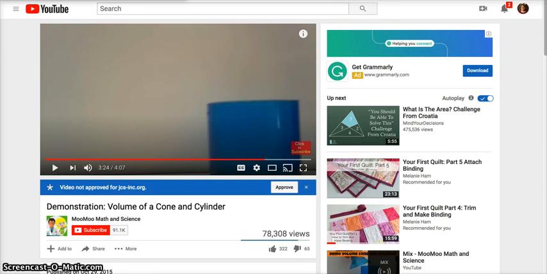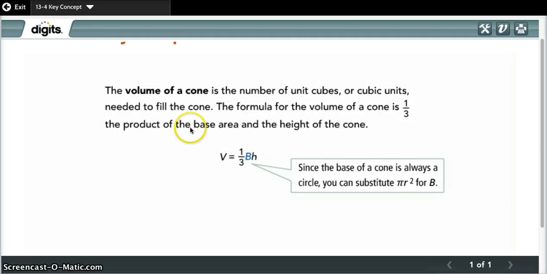All right, so not the best production quality there, but that's why the formula is 1/3 of the area of the base times the height. So remember, I told you earlier that it's easy to remember these volume formulas because you can just remember it's the area of the base times the height. And that's true with the cone as well, except you have to remember that 1/3. And you need to know that the area of the base of a cone is a circle. So you need to know that pi radius squared is the area of a circle.